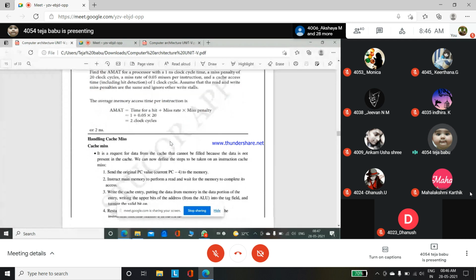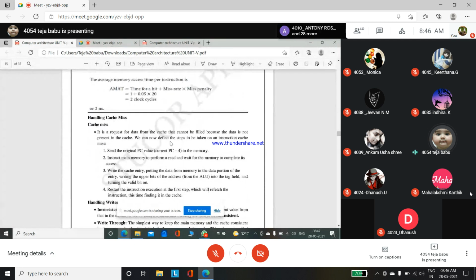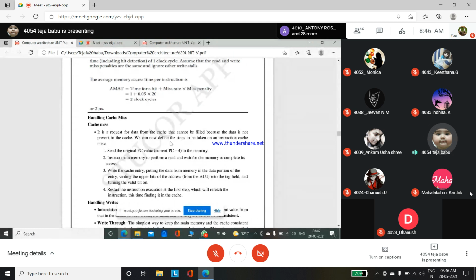Okay, let's move on to the next topic, handling cache miss. What is a cache miss in computer architecture? A cache miss is an event in which a system or application makes a request to retrieve data from a cache, but that specific data is not currently in cache memory. A cache miss requires the system or application to make a second attempt to locate the data, this time against the slower main database.